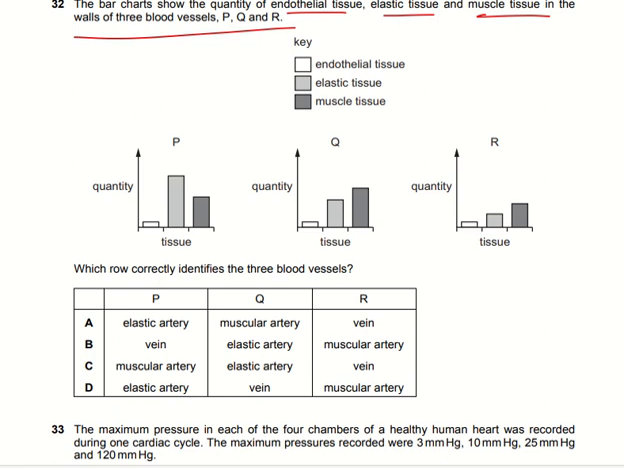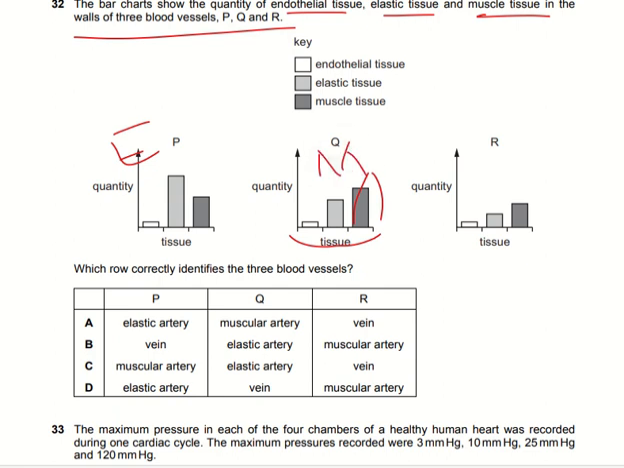If a particular artery is an elastic artery, then it will require more elastic tissue as compared to the others, less muscle tissue, and the least endothelial tissue. So P can be the elastic artery. As far as Q is concerned, Q can be the muscular artery, because the muscle tissues are higher here. In this bar chart muscle tissues are higher, so we can say this is the muscular artery.